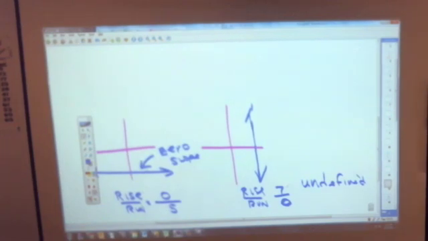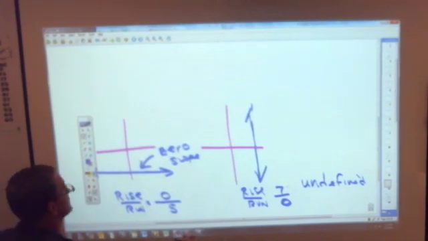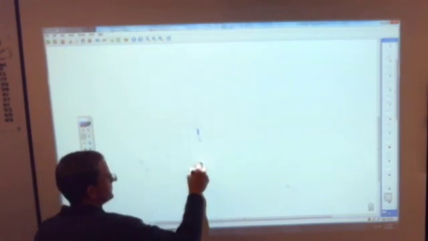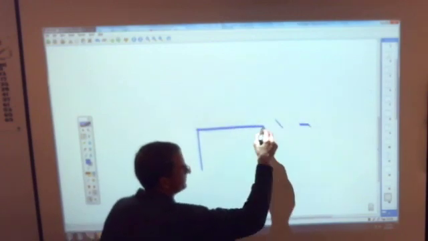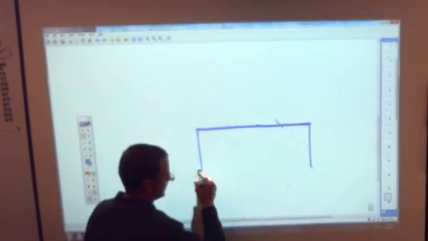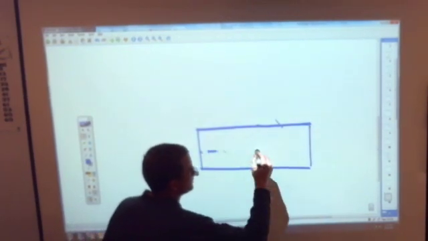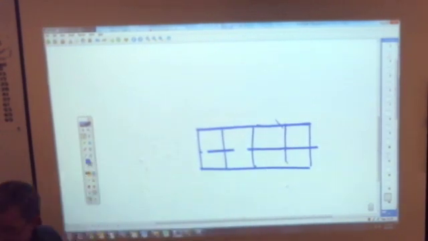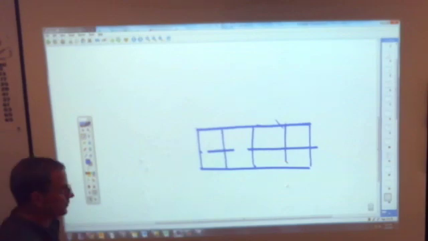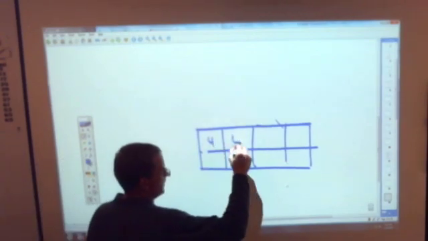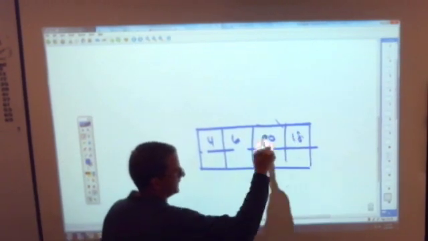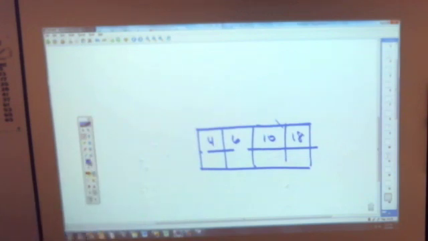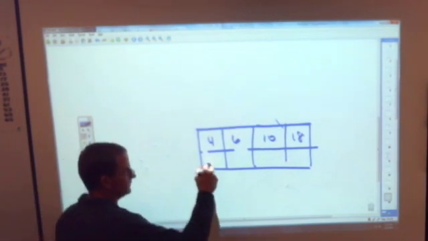And then one more question you ask. Write down this little table. This comes out of the book. I did not make this up. Here is a table. In said table are the values 4, 6, 10, and 18. And on the bottom are the values 10, 15, 25, and 45.